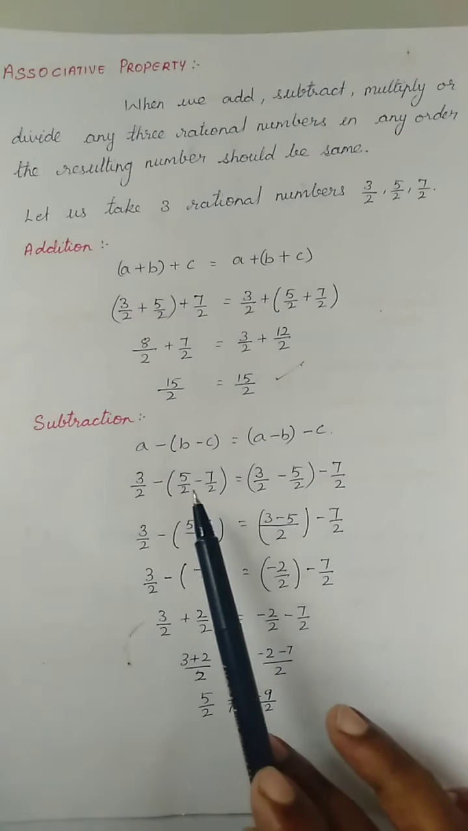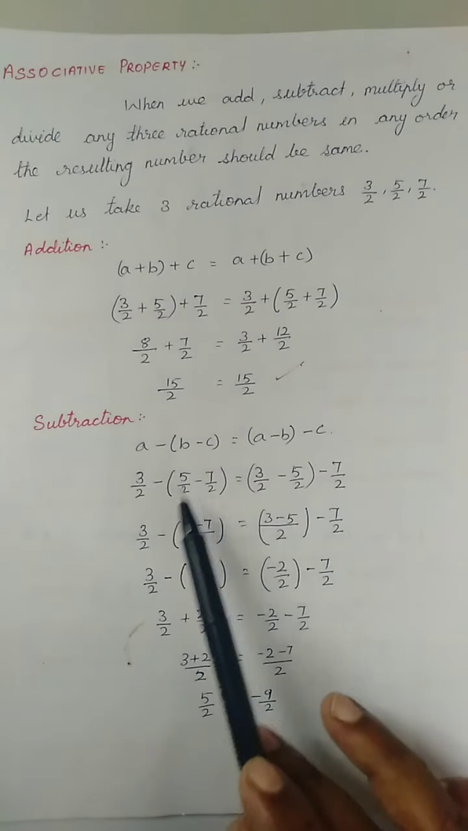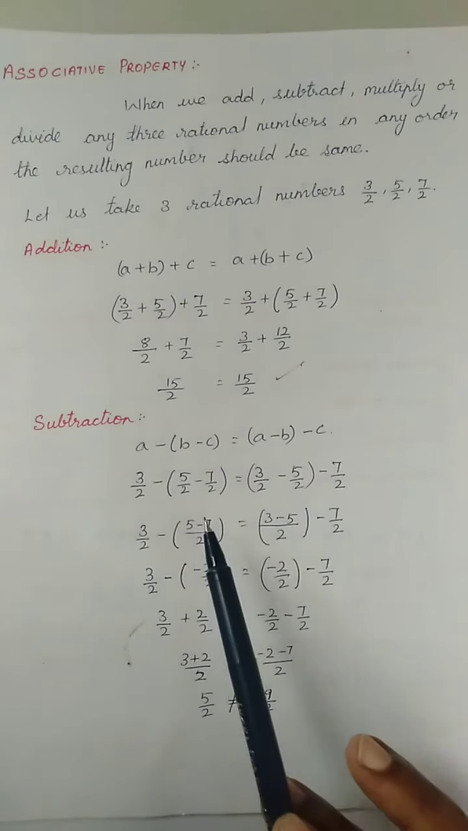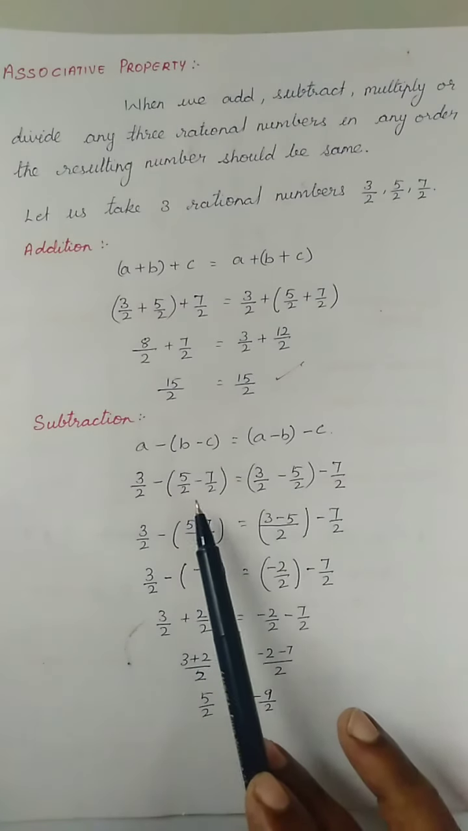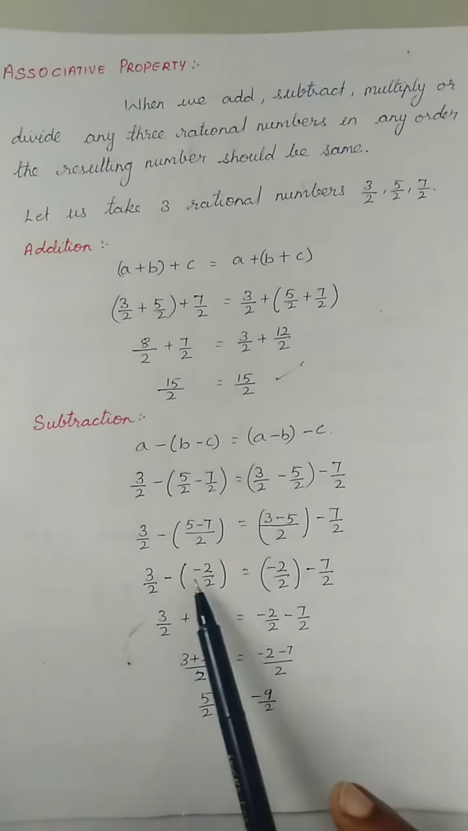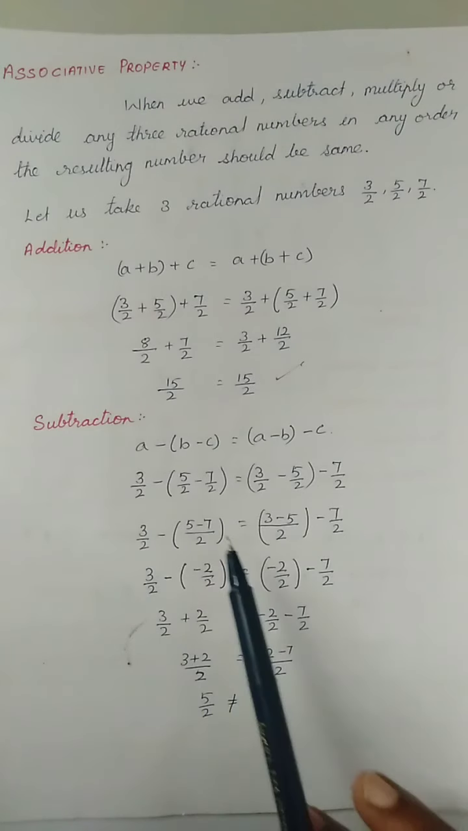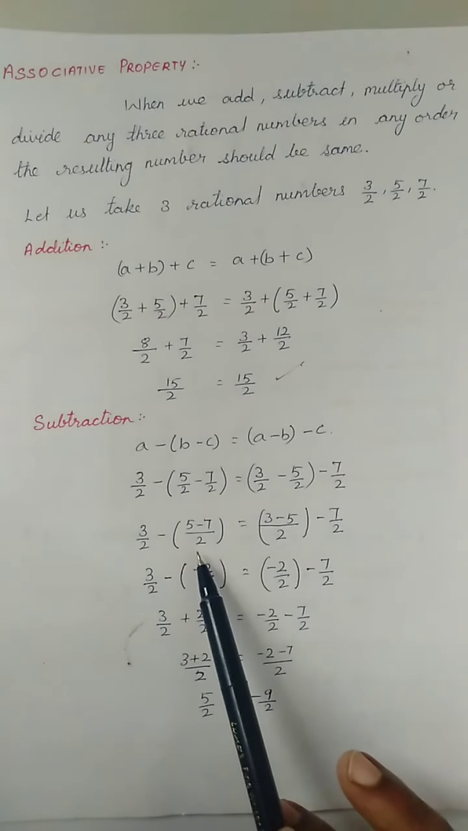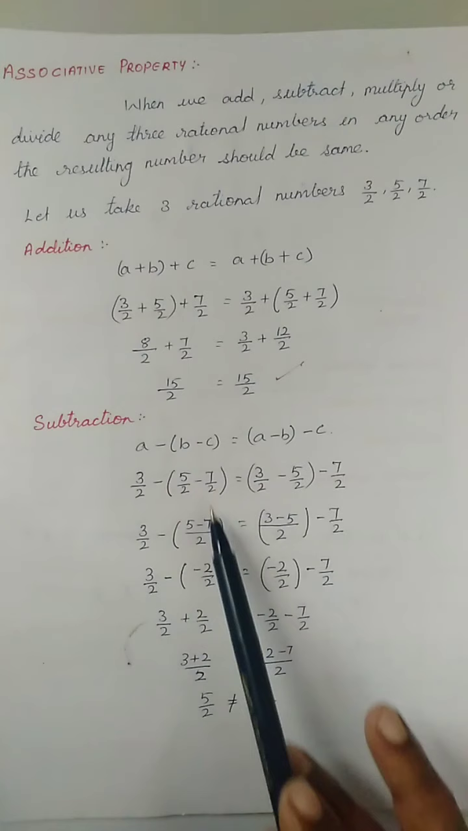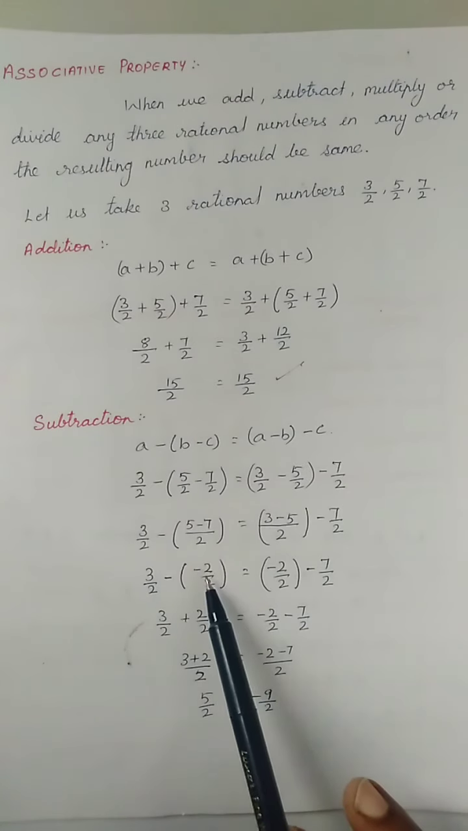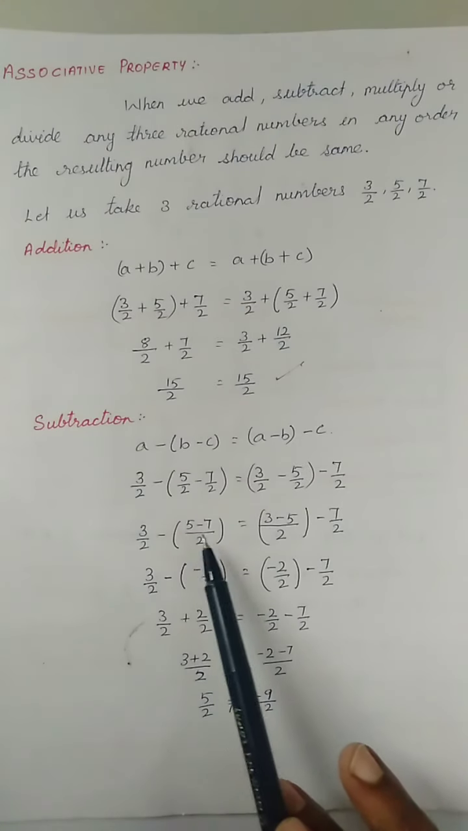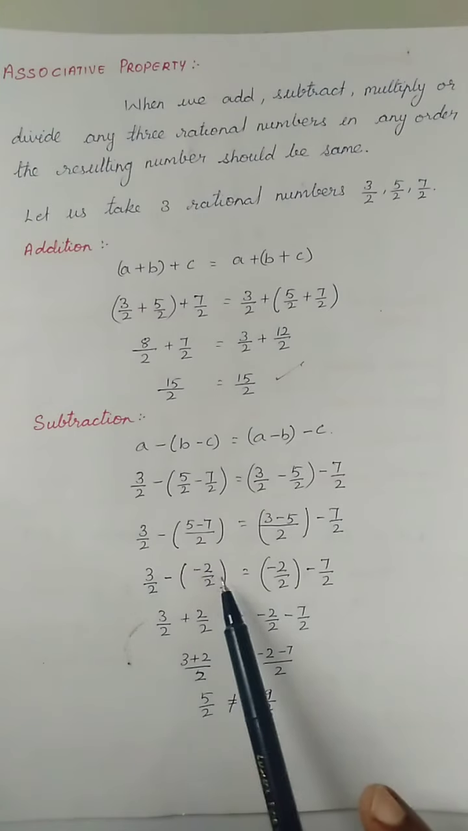Now, since the denominators are the same, using BODMAS, first we'll solve the brackets, then we'll go for the other terms. So 5 by 2 minus 7 by 2 will give you minus 2 by 2. Since the denominators are the same, write the same denominator, subtract the numerators. 5 minus 7, since 7 is the greater number, subtract the numbers and write the greater number's sign. So 5 minus 7 will give you minus 2.